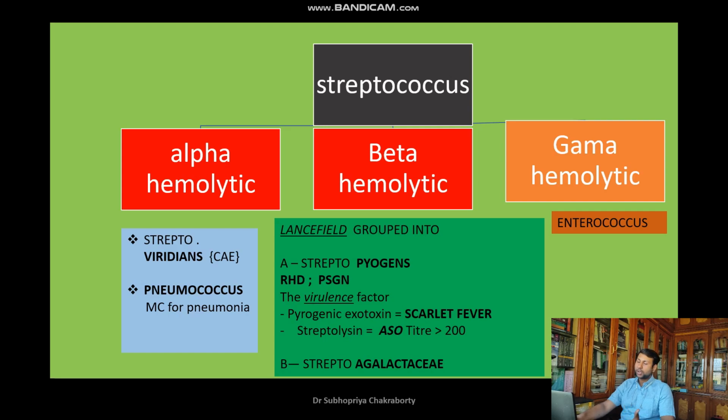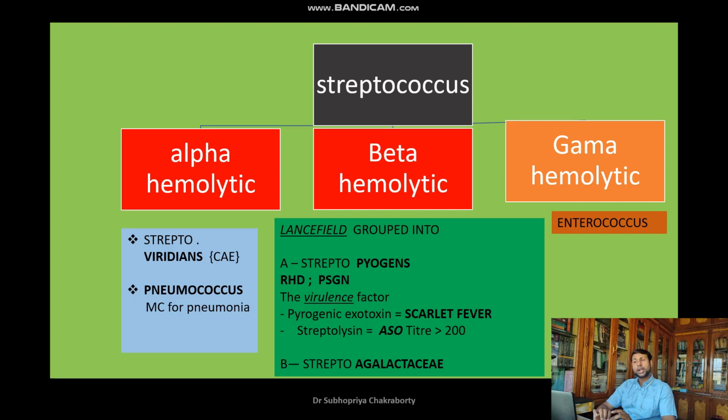Streptococcus can be divided into alpha hemolytic, beta hemolytic, and gamma hemolytic. Gamma is nothing but the enterococcus. Beta hemolytic has been further grouped under Lancefield into group A Streptococcus pyogenes, which causes rheumatic heart disease and PSGN, and the virulence factor is the pyrogenic exotoxin that causes scarlet fever. And we also have Streptococcus agalactiae, which is notorious for causing neonatal meningitis.